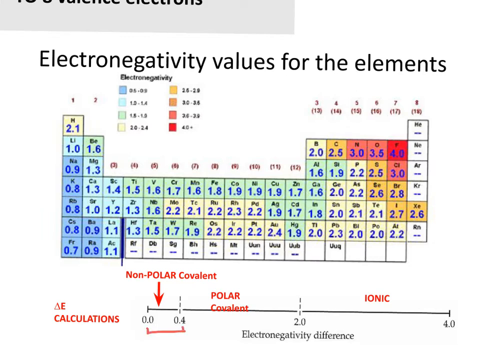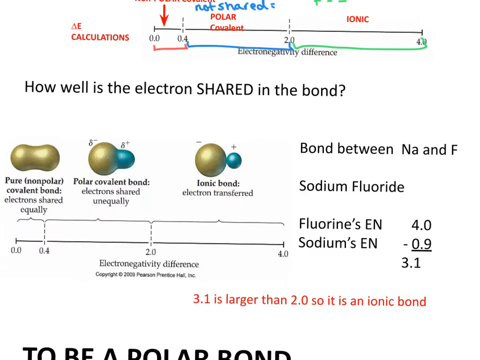So between 0 and 0.4, you're going to see a nonpolar bond. That's where my electrons are shared equally. Between 0.4 and 2.0, it's where they're not shared equally. It's my polar. And anything that's greater than 2 is my ionic. And remember, this is my positive bonded with a negative. To solve for this, you're just going to take the two electronegativity values and subtract them, and that will give you what bond you're working with.